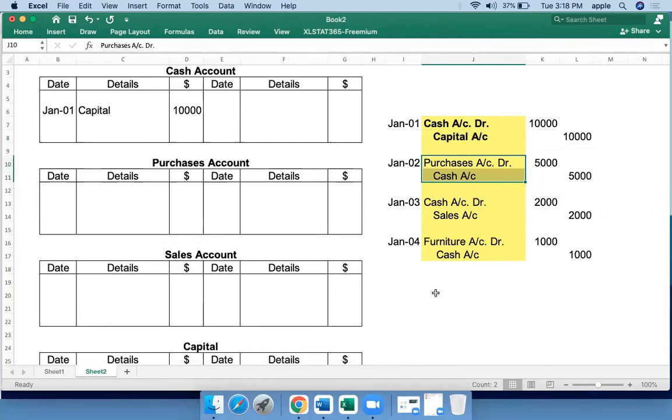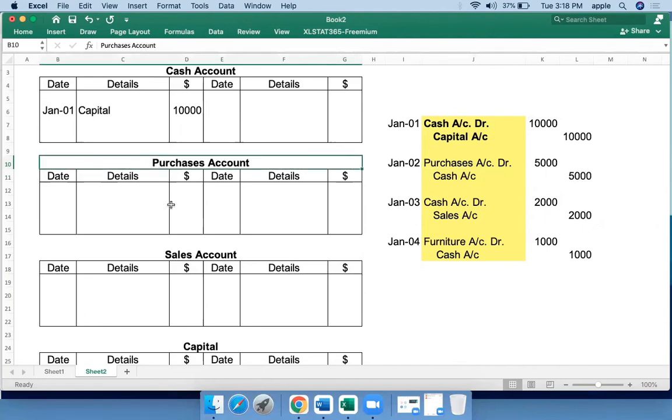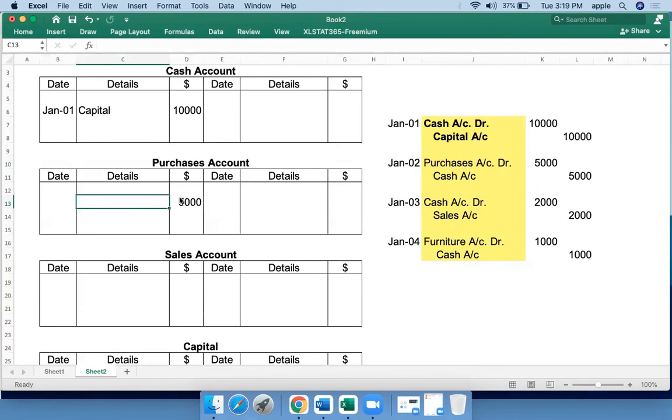Purchases account debit, cash credit, right? The first posting I will do in the purchase account. First you need to locate the purchase account. This is the purchase account. Got it? It is debited, so debit side. Debited by how much money? 5,000. So put 5,000. Name of the opposite account? Cash. So I will write cash.